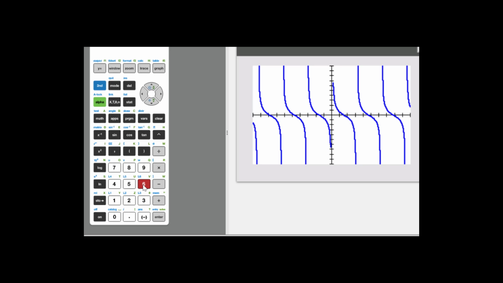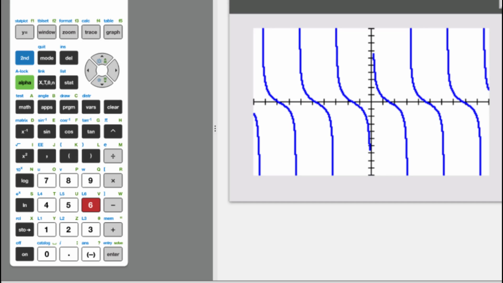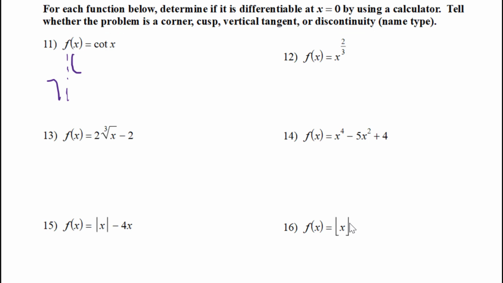Look at the graph, and this is what we have. The graph of cotangent, and look at x equals 0. What's going on here? We have a vertical asymptote. You would say no, this is not differentiable. We have a vertical asymptote. Or, of course, we can also call it an infinite discontinuity at x equals 0. All of these are going to be at 0, so we don't really need that part. So we have an infinite discontinuity at x equals 0. Let's go to our next one, x to the 2/3.